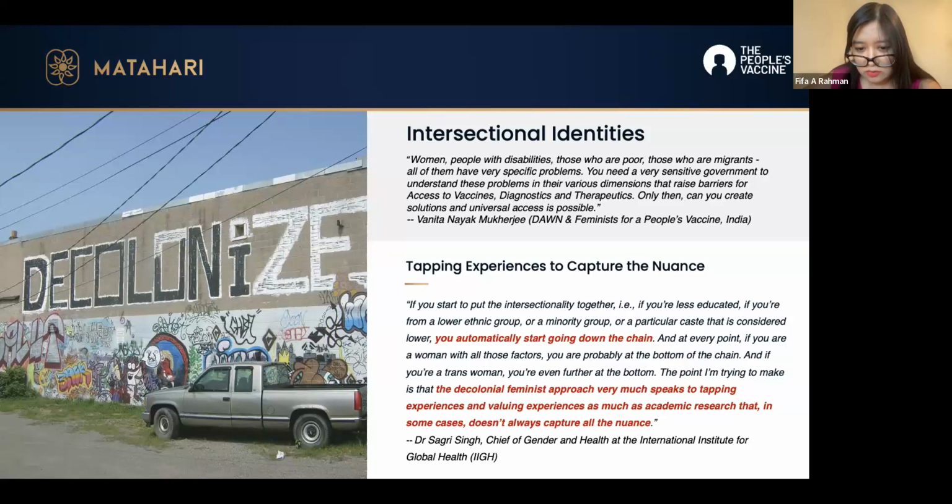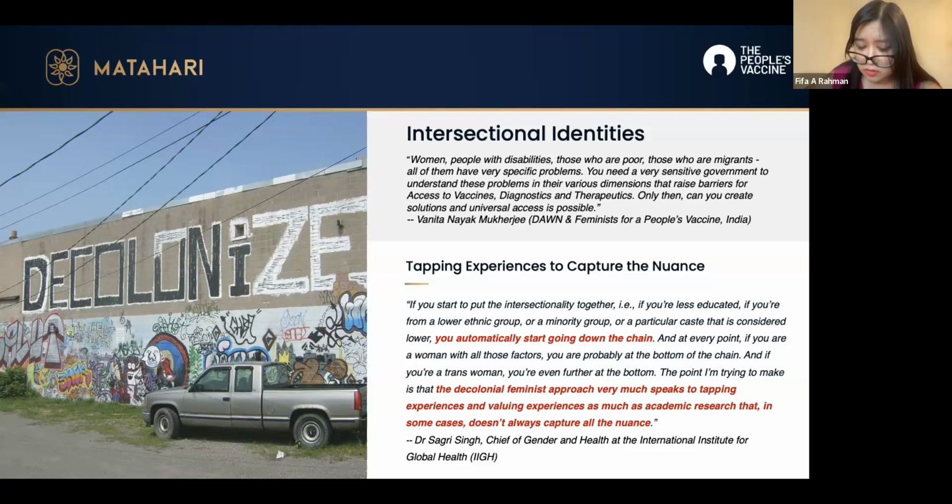The next quote is from Dr. Sagri Singh, who I believe is on this call, and we thought it was an important quote to highlight that if someone's less educated, if they're from a lower ethnic group or a minority group or a particular caste that is considered to be lower, you automatically start going down the chain. And at every point, if you're a woman with all these factors, you're probably at the bottom of the chain. And if you're a trans woman, you're further at the bottom.